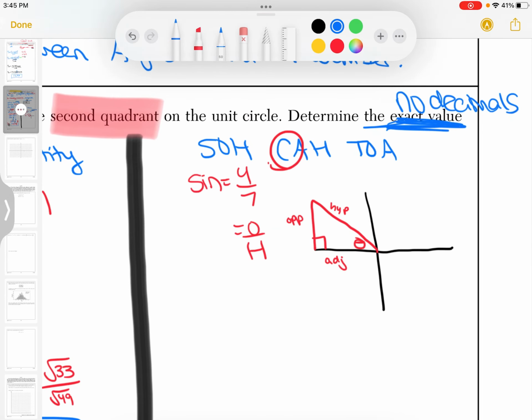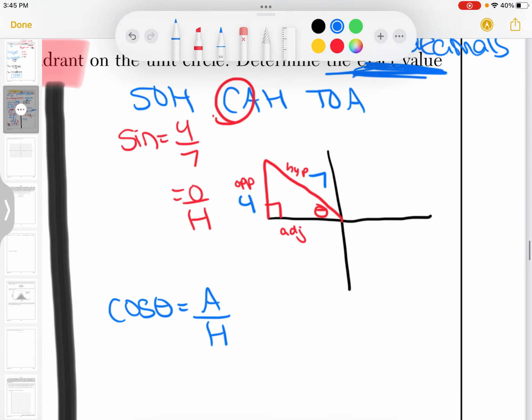Okay. I know that sine is opposite over hypotenuse. So my opposite is 4, my hypotenuse is 7, and I have to find the cosine. Cosine of theta is going to be equal to adjacent over hypotenuse because of this, ka. The problem with this is I don't know what the adjacent is, so I have to do some math to find a missing side of a right triangle. That's going to be a squared plus b squared equals c squared. So if I'm trying to find the adjacent, it's going to be either a or b.